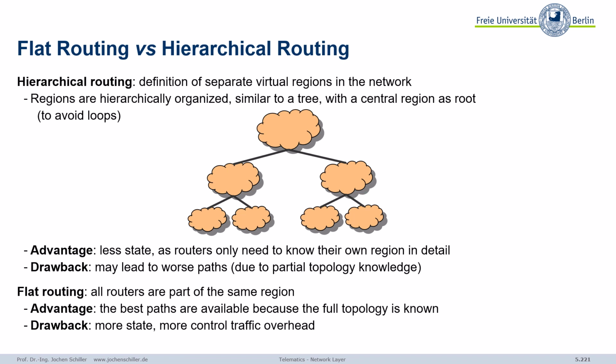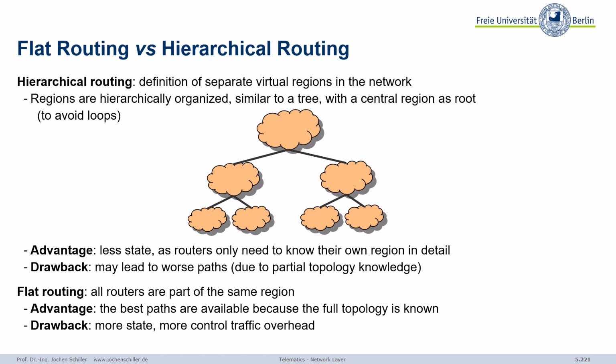Yes. The problem is, does this scale? You have to know a lot. The alternative is, we do some hierarchical routing. We define different regions. And within the region, someone organized this region, but we don't have to know the details if we are outside the region. So looking like a tree or a network or whatever, we have a central region, try avoiding loops, but we don't have to look what's inside the regions. So we have less state.